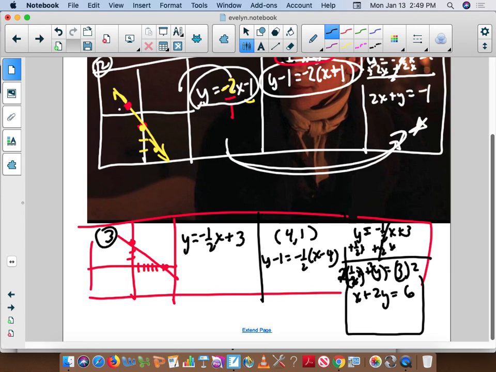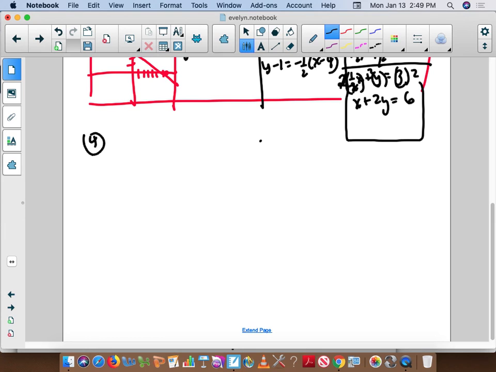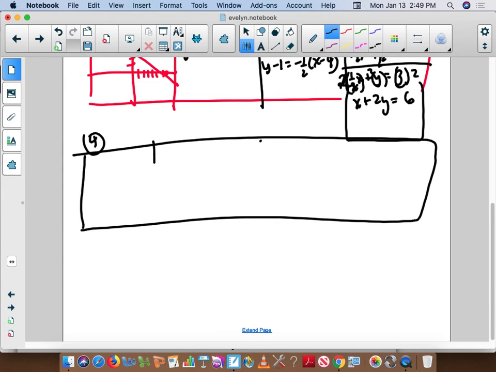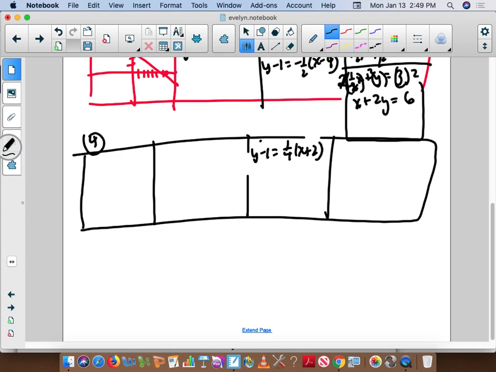All right, let's do number 4, and then we'll stop there because it'll be time to go. You have y minus 1 equals 1/4 times x plus 2. That's really ugly, but you have it on your paper. y minus 1 equals 1/4 times x plus 2.